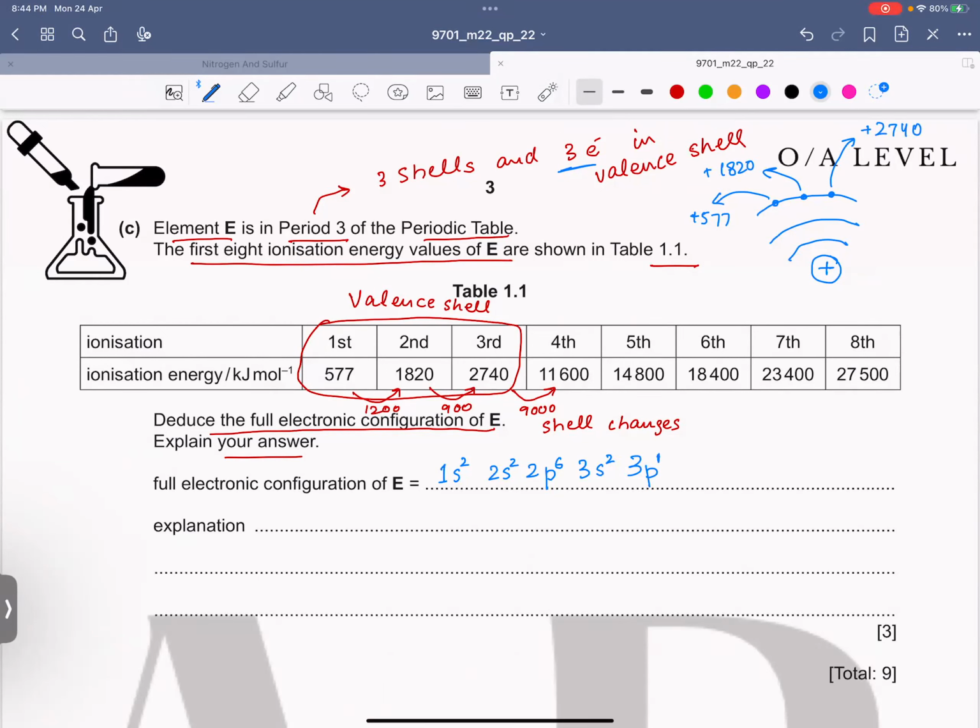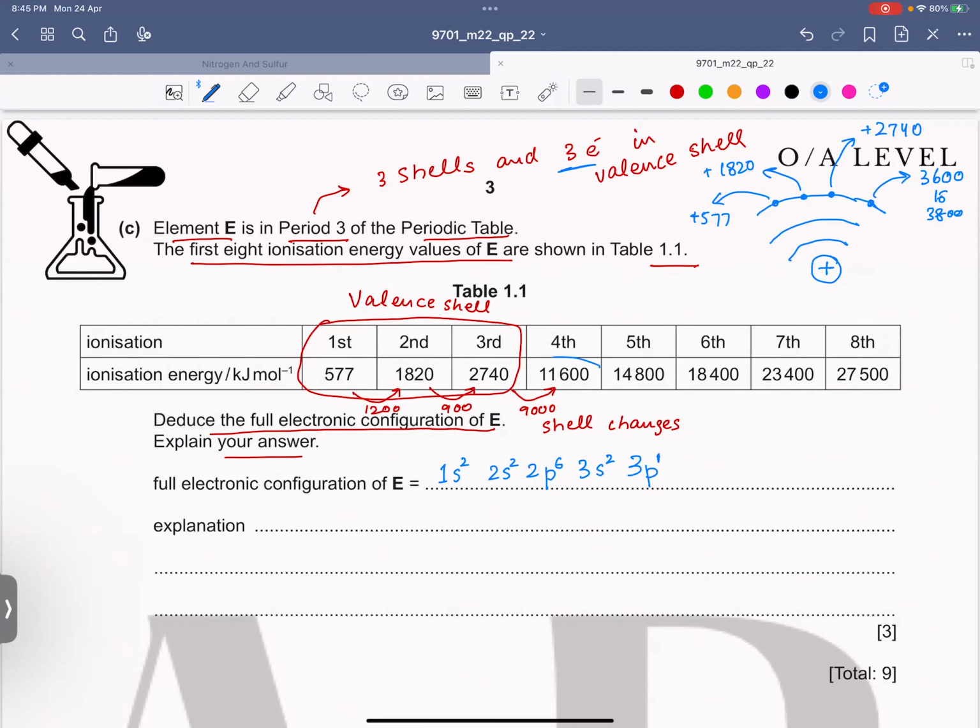Now the charge gets even bigger, right? So if you observe the trend, if the next electron is in this shell, then the amount of energy needed to remove the electron must be 3600 or 3800, like this, right?